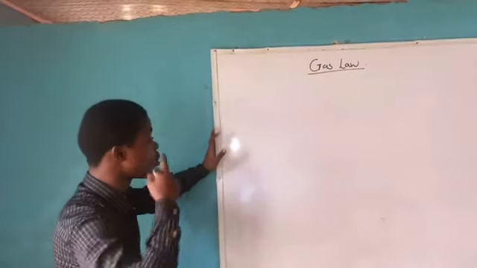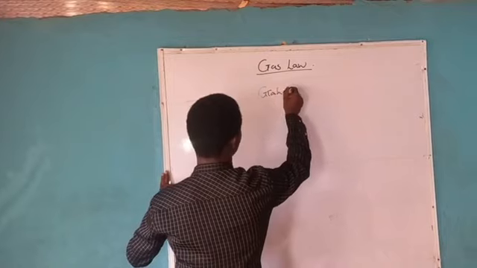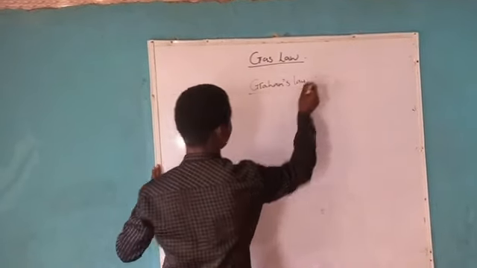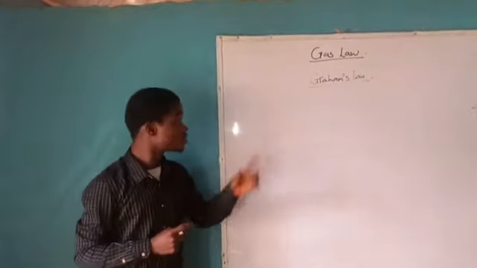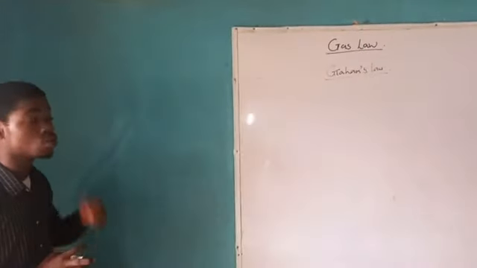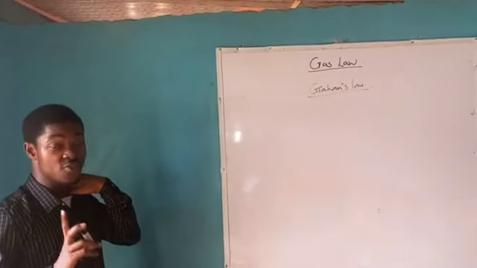Okay, the next law we are going to talk about is Graham's law. Graham's law is called Graham's law of diffusion. Graham's law of diffusion states that the rate of diffusion of a gas is inversely proportional to the square root of its vapor density. Not density, it is vapor density.